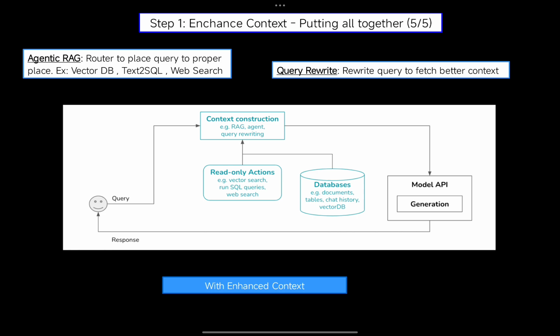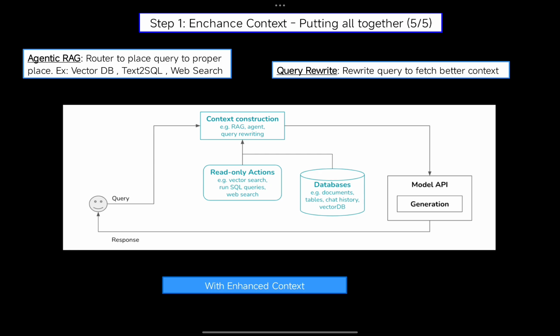So this is like a first level of enhancement we can do, where we are bringing in the context using certain external databases, right? Then we can go back to the model API, where we will pass the context to generate the answer, and that response will be sent back to the user.